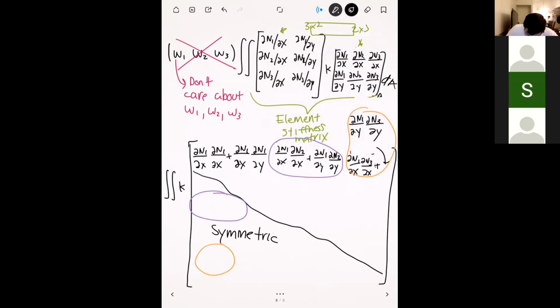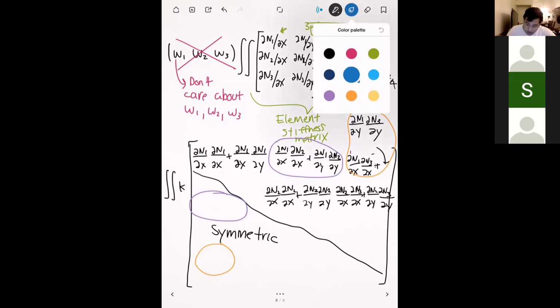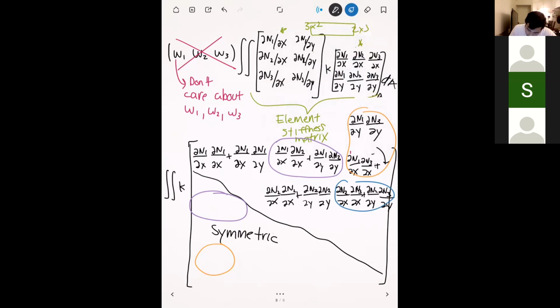In the 2-2 spot, on the diagonal, we have partial n2 partial x partial n2 partial x plus partial n2 partial y partial n2 partial y. And over here we have partial n2 partial x partial n3 partial x plus partial n2 partial y partial n3 partial y. And also, just like with symmetry, this guy is going to be the same as this guy.